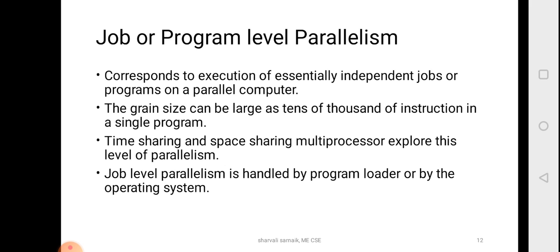Massive parallelism is often explored at the fine grain level, such as data parallelism on SIMD or MIMD computers. So remember, there are a total of five levels. We have instruction level parallelism, loop level parallelism, procedure level parallelism, subprogram level parallelism, and job or program level parallelism. We have seen what exactly loop level parallelism is, procedure level, subprogram level, and job level parallelism.